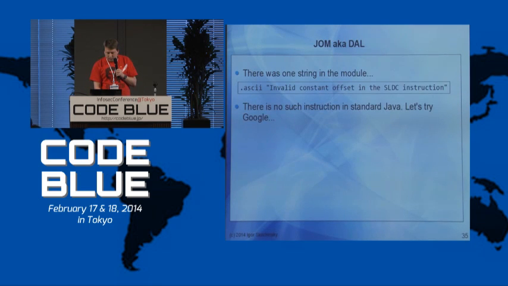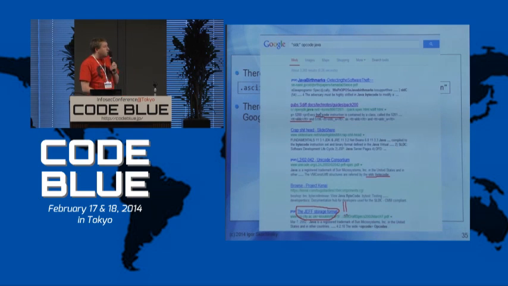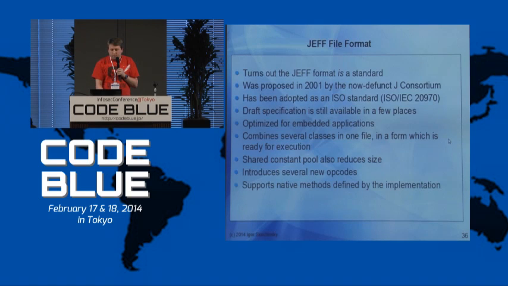And so I asked Google, and I actually got a document called the Jeff storage format. And so apparently, this Jeff format is a standard. It was proposed in 2001, and it has actually been accepted as an ISO standard. So this Jeff file describes a collection of several Java classes, and it's optimized for embedded applications. And so it was used by Intel to implement these Java applets inside the management engine.